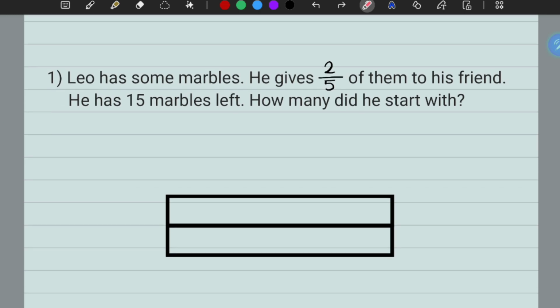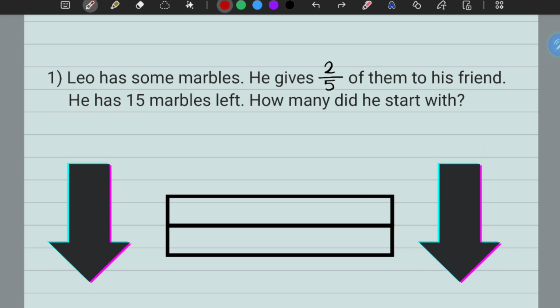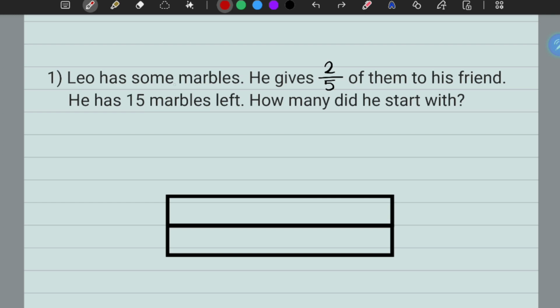Now, if you've seen my videos before, then you'll know that with worded problems, I like to underline whilst I read them so I can highlight the important parts. If you haven't seen my other videos before, then check them out because I put a link in the description below. So let's get going with question 1 here. Leo has some marbles. He gives 2/5 of them to his friend. So he gives those away. He has 15 marbles left. How many did he start with?